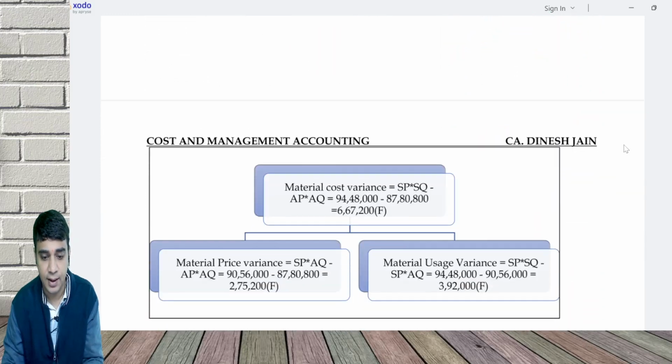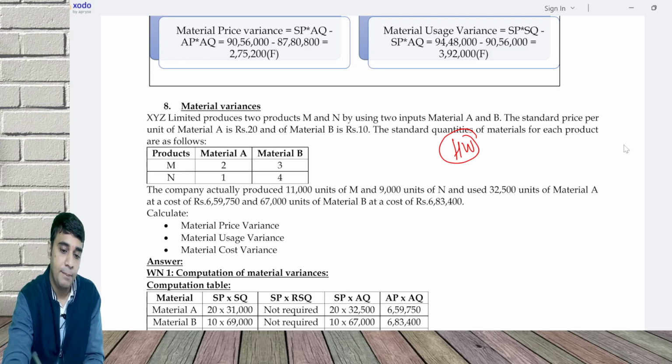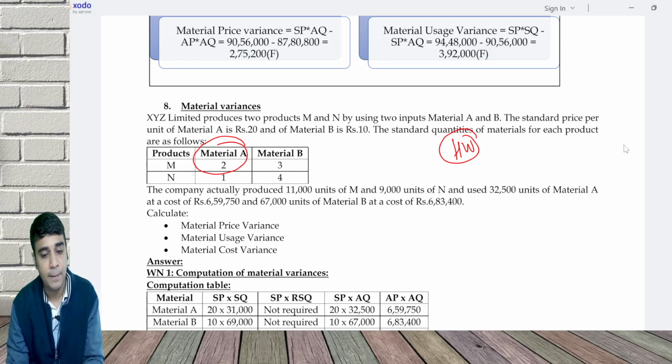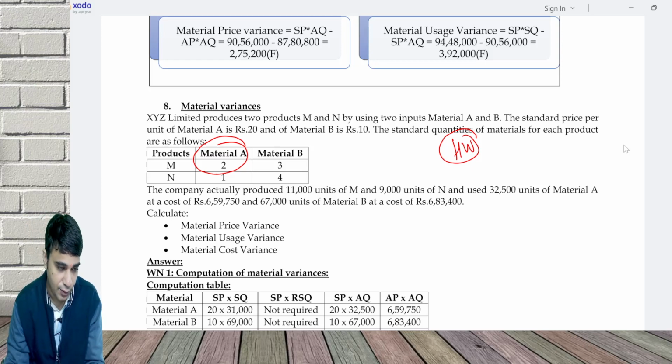Question 7 we did in class. Question 8 is similar to question 7, where you will have to apply the input output ratio specifically for every product. Material A and product M is 2 is to 1, material B and product M is 3 is to 1, material A and product N is 1 is to 1, material B and product N is 4 is to 1. You will have to apply specifically the ratio and then get to the SQ number.